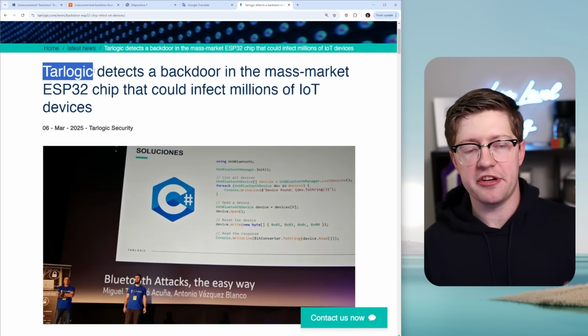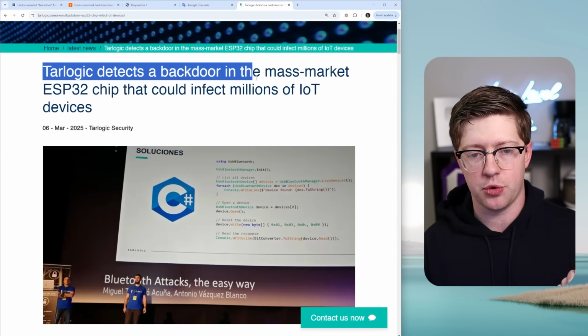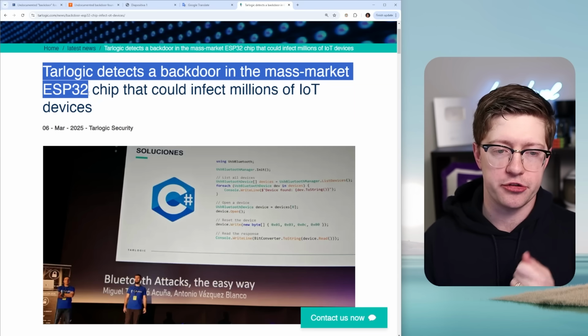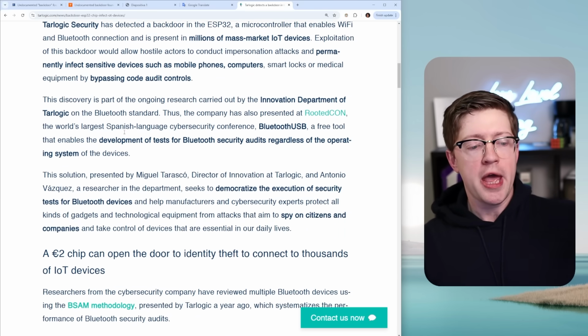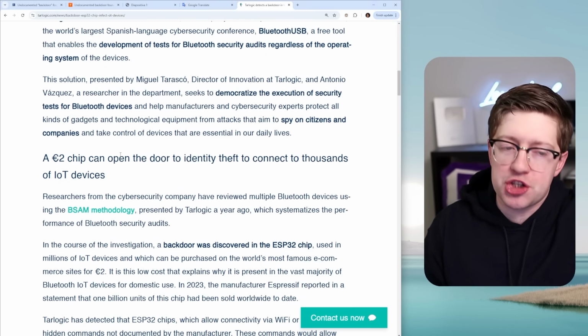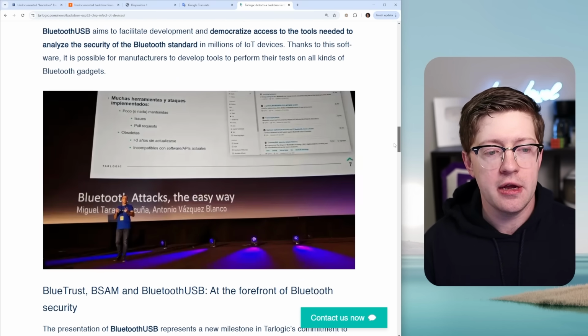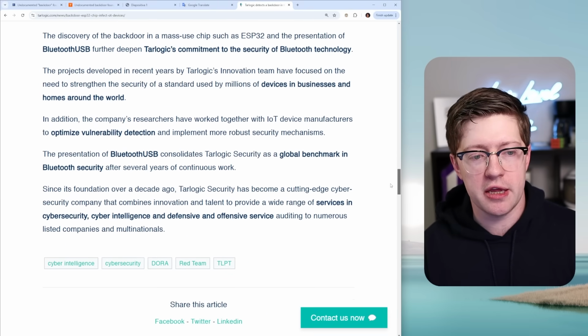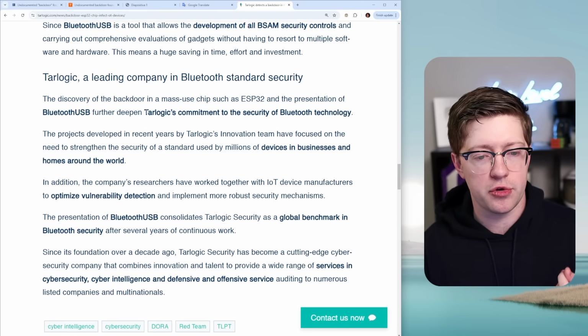And then Tarlogic, the company that is presenting at this conference, writes their own article saying that Tarlogic detects a backdoor in the mass market ESP32 chip that could infect millions of IoT devices. They go through, and unfortunately, this article kind of turns into an ad about how good Tarlogic is at doing supply chain security and doing other kinds of research.